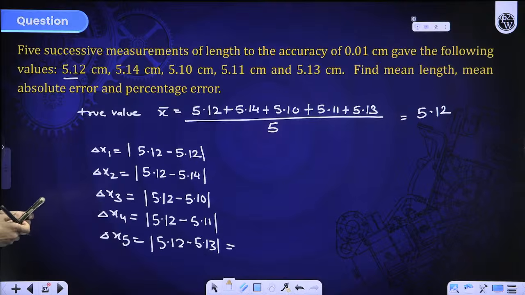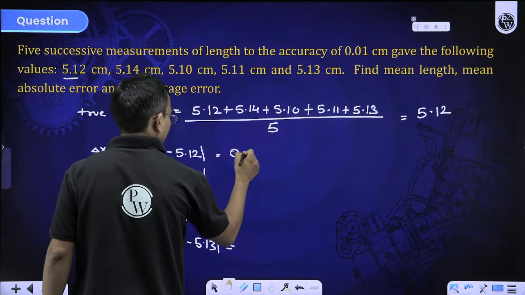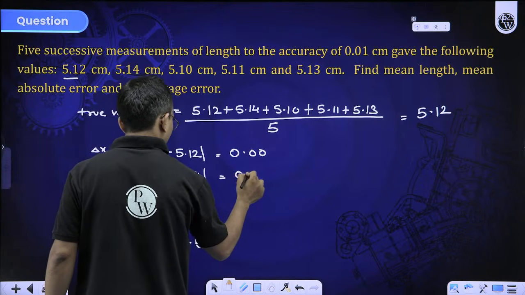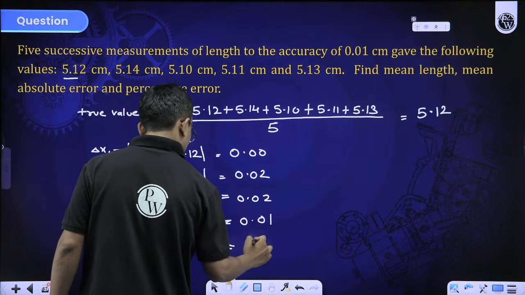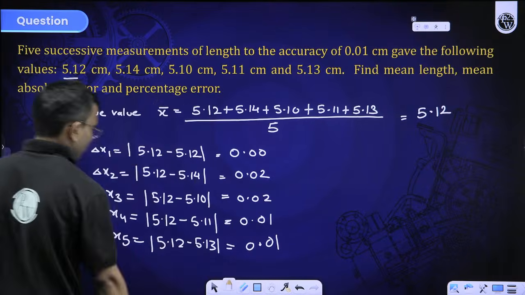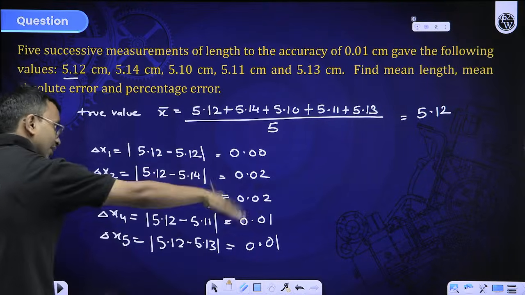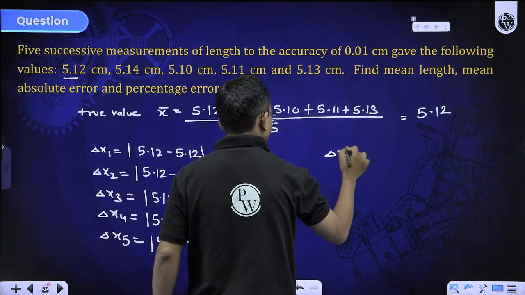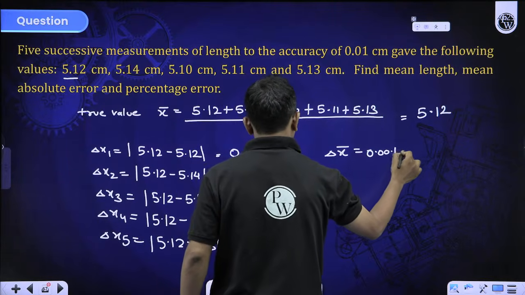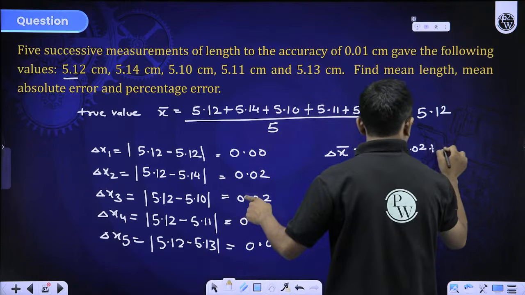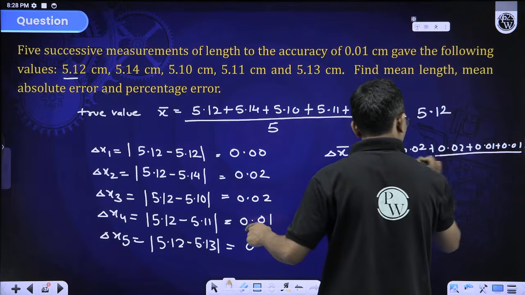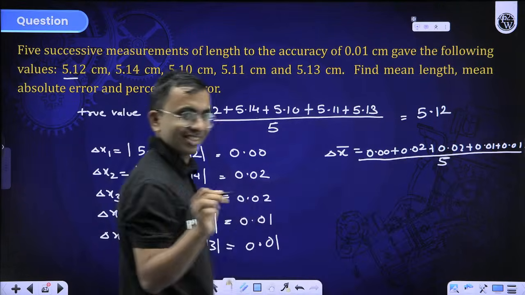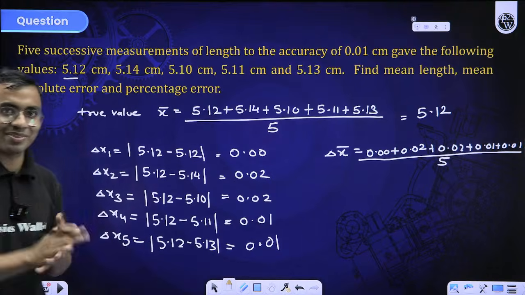So this comes out to be 0.00, this comes out to be 0.02, this is 0.02, this is 0.01, this is 0.01. So these are my individual absolute errors. Then you have to take the mean absolute error. So 0.00 plus 0.02 plus 0.02 plus 0.01 plus 0.01 divided by 5. Yes, there are some calculations in this question, but questions are asked, therefore I am covering here.